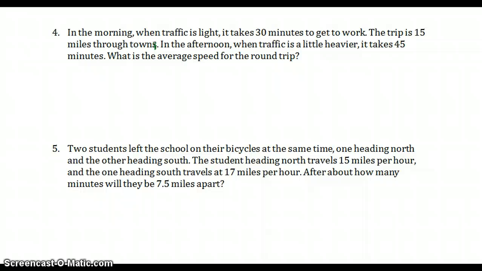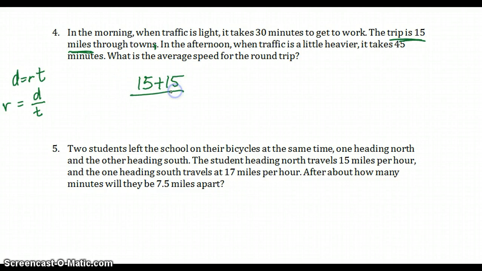So in the morning, when traffic is light, again, distance equals rate times time. We're looking for the average rate, so it's going to be distance divided by time. That's your formula. R equals distance divided by time. So we have 15 miles through town. We're going to work and coming back from work, so our distance is 15 both ways. So we've got 30 miles round trip.